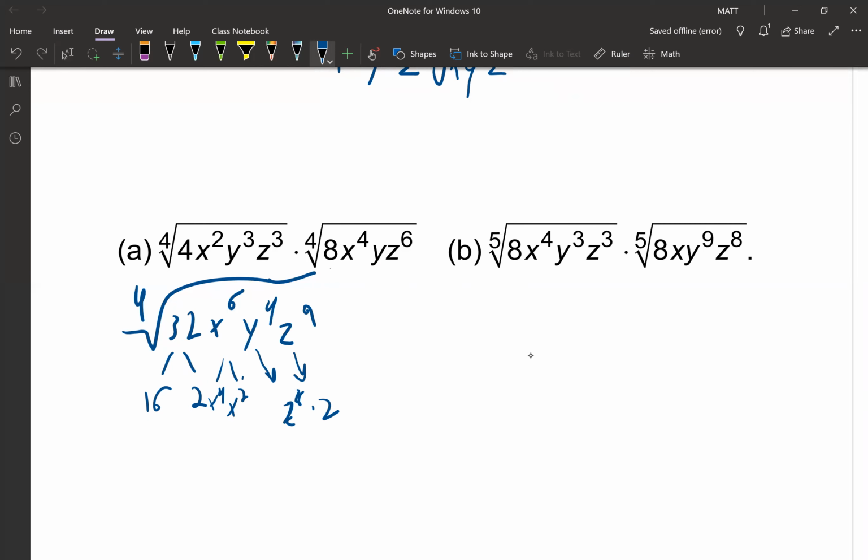The fourth root of 16 is 2. X to the fourth, to the fourth root is just x, right? Y to the fourth root is just y. Z to the eighth to the fourth root is z squared. And then we still need the fourth root for everything that's left over, right? So we have a 2, an x squared, and a z, right?